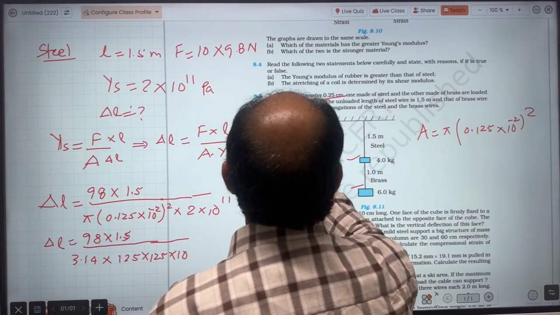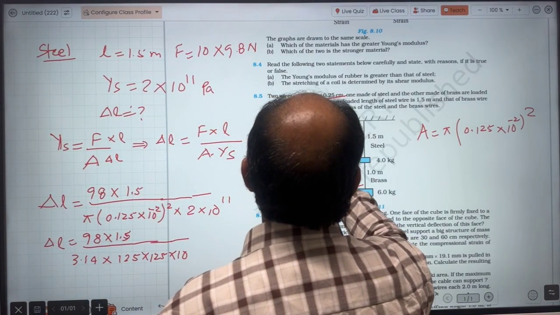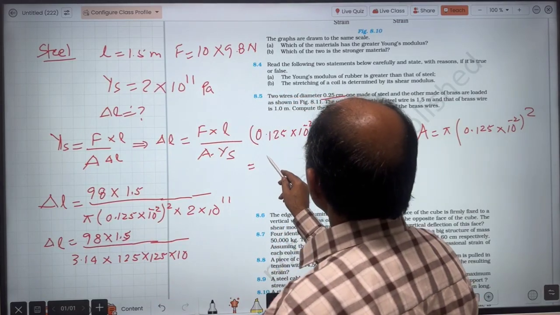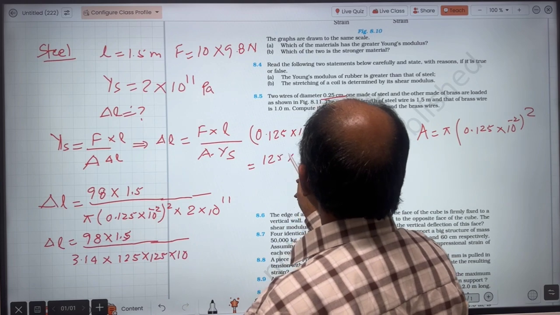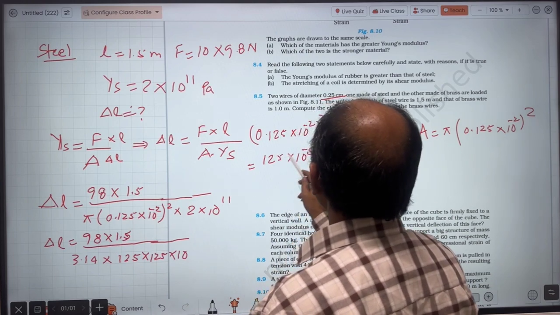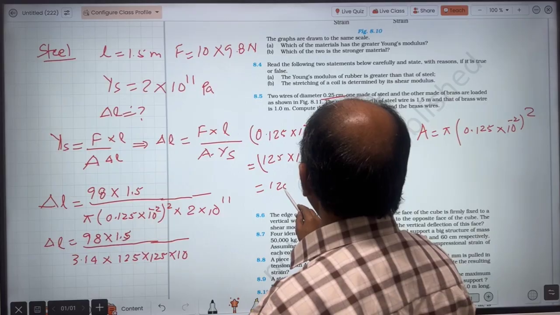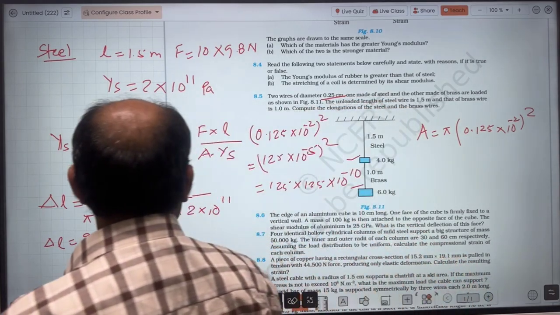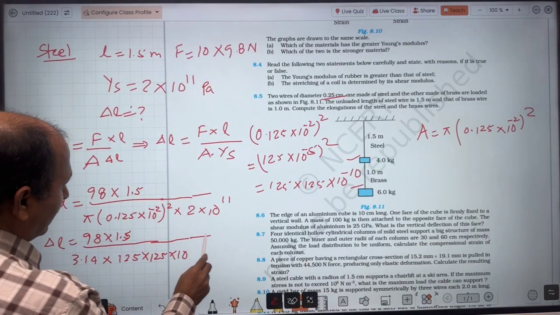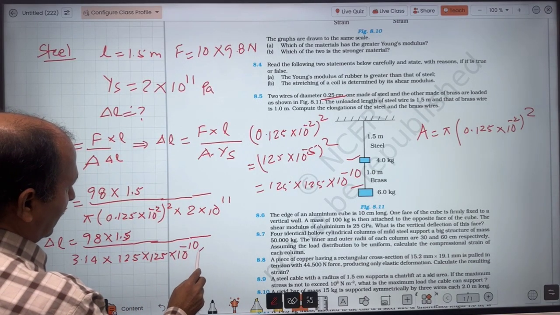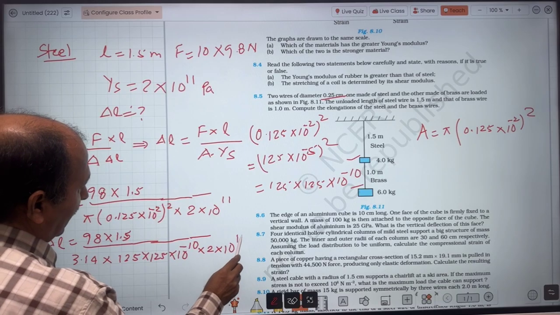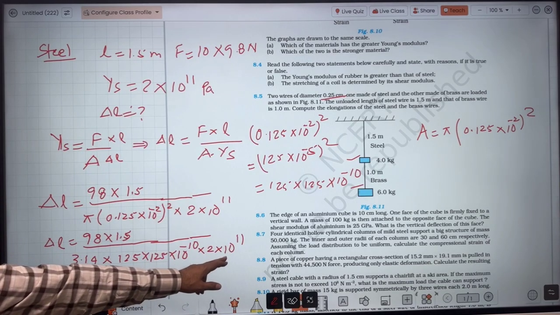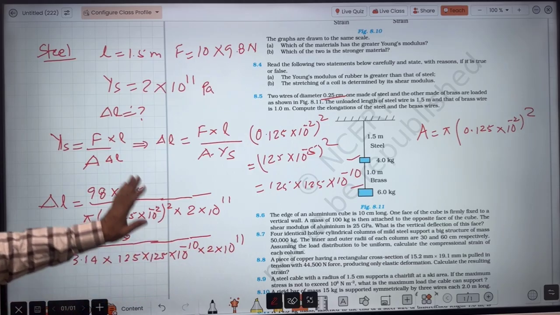Here we have 0.125 into 10 power minus 2 whole square. So we can write it 125 into 10 to the power minus 5 and then whole square. So 125 into 125 into 10 power minus 10, right? So that I am doing here. So this will become into 10 power minus 10 into 2 into 10 power 11. Now from here only 10 will be left. So question will become little simpler.